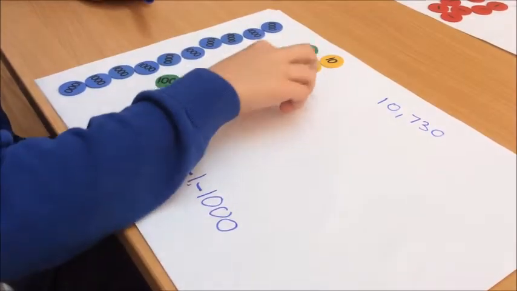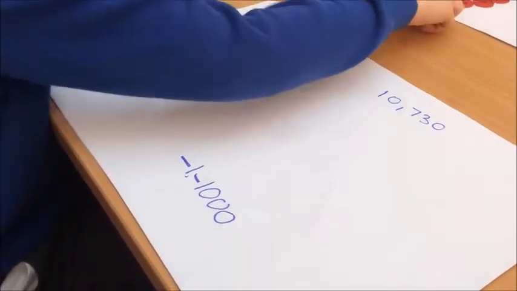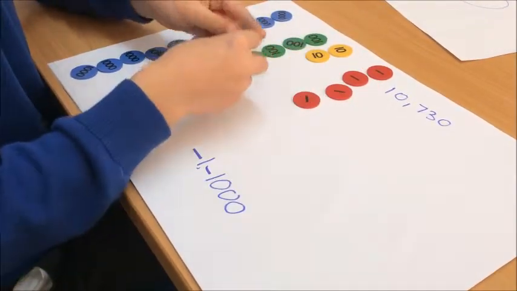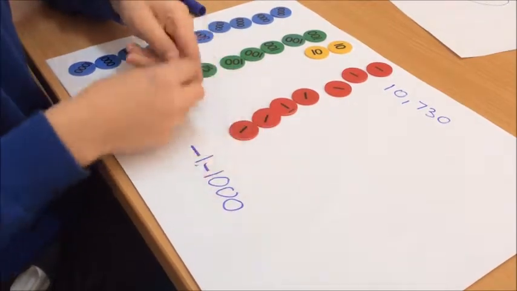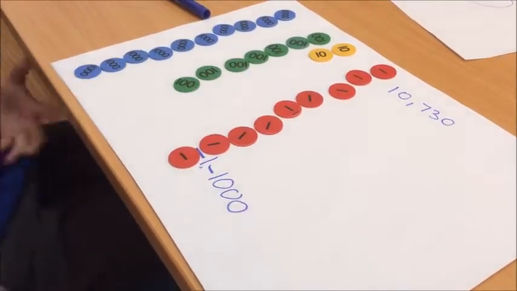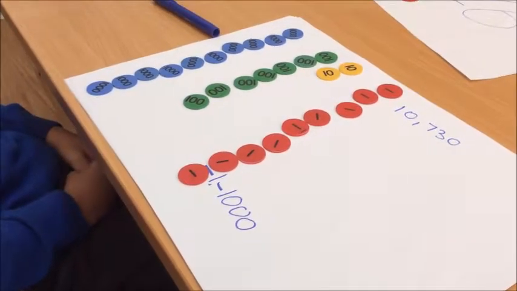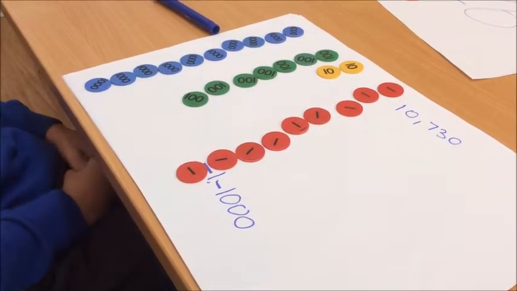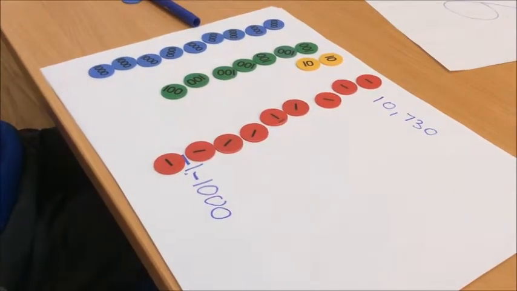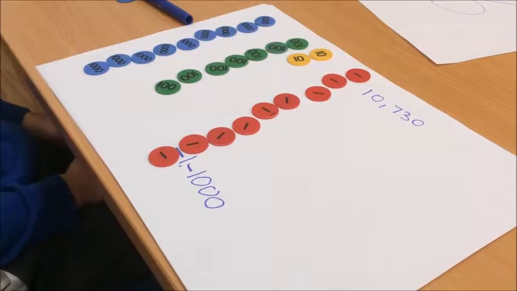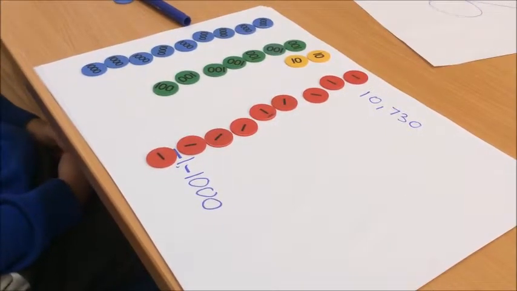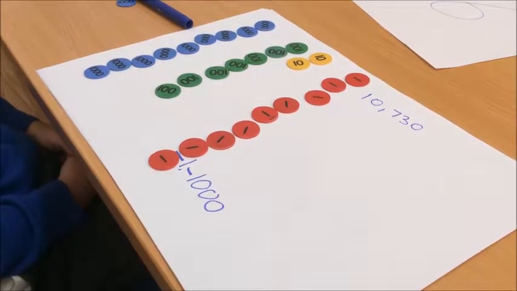So what I would do, I would take away 10 and then get 9. So you just told me that to take away 1, you had to take your 10 and change that back into 9 ones, okay? And then what you said to me, the next step is to take away 1,000. So could you take away 1,000? So you started off with 10,730, and what have you got now? 9,729. Fantastic.